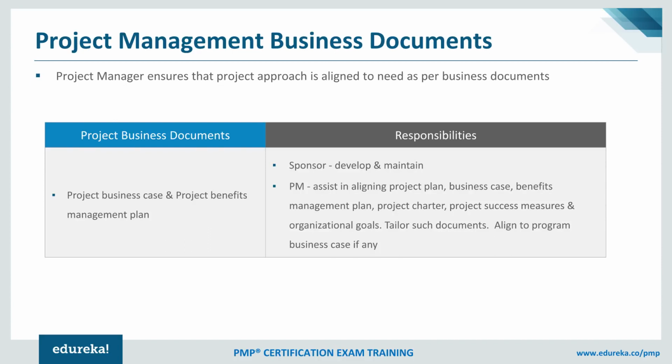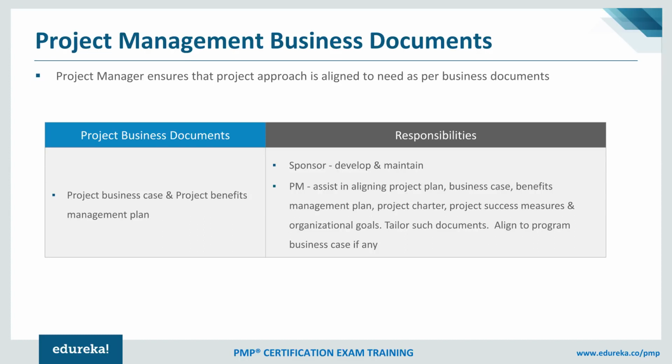From there, we are now going to talk about project management documents. Especially from the business side, you will find a couple of documents, as I mentioned earlier as well: the project business case and the project benefits management plan. These documents are developed by the sponsor, and the project manager's responsibility comes into the picture in aligning the project plan, business case, benefit management plan, charter, the project success measures, and organizational goals, and most importantly, tailoring some of these documents to align to the program business case. That's where the project manager comes in to establish the overall alignment to the business case.